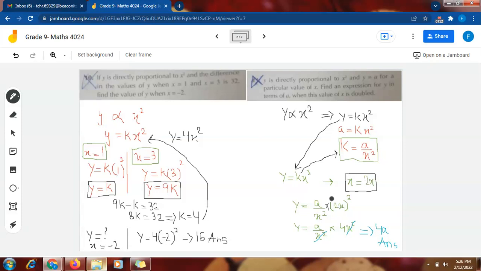And since this is squared, I will use a bracket. I will write 2x in place of x, and then I will close the bracket and put a square since this is x squared. So y will equal a upon x squared as it is, multiplied by the square on both. So 2 squared will be 4 and x squared will be x squared. This x squared and this x squared will get cancelled out, and this 4 will be multiplied with a to give me the expression of y in terms of a, that is y equals 4a. So this is the required answer for this question. You have to find an expression of y in terms of a. So this is the required expression, or you can say the equation y equals 4a.